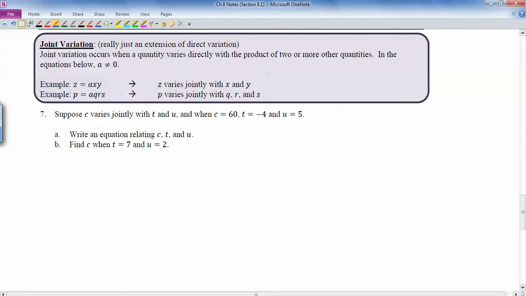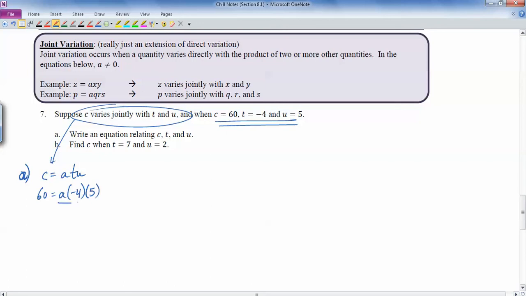Okay. So if we look at 7, it says C varies jointly with T and U. As soon as you see that, you've got C equals something times T times U. That's your equation. And then they tell you C is 60 when T is -4 and U is 5. So 7A: if I plug in, 60 equals A times -4 times 5, I can divide both sides by -20. This cancels with that, and I get -3 equals A. So now I know C has to be -3 times T times U, and that's going to be my equation that relates C, T, and U.